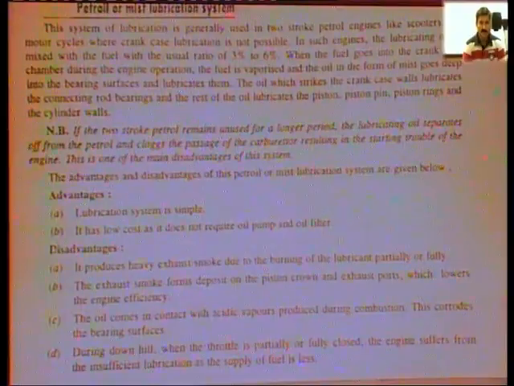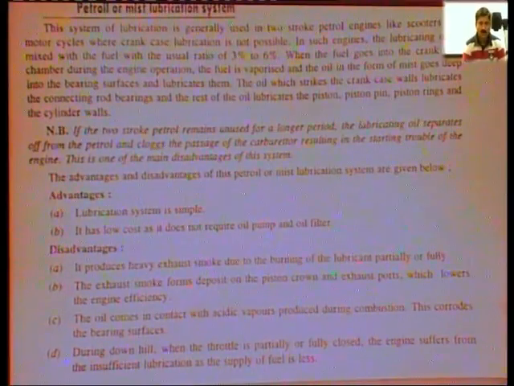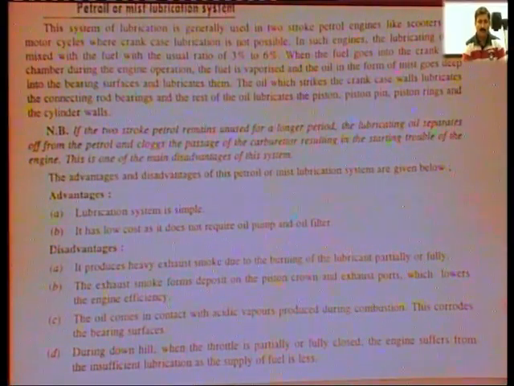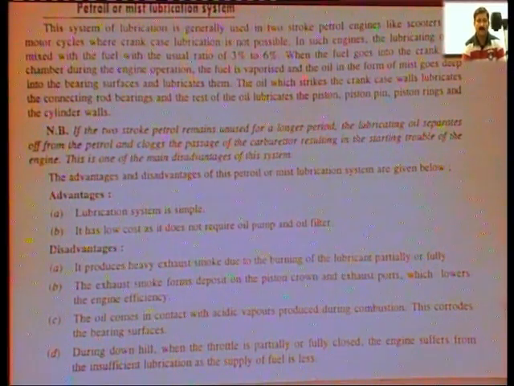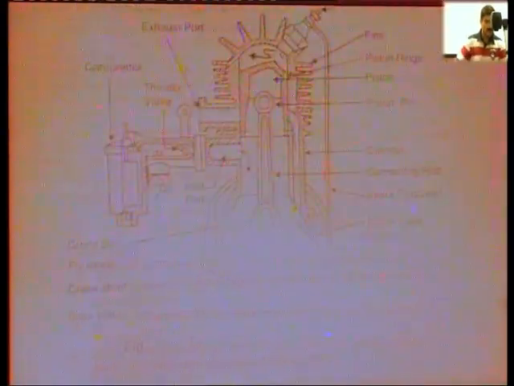This corrodes the bearing surfaces, and when we come downhill with a two-stroke engine, the throttle remains closed. So in that case, the charge which is mixed with the lubricating oil does not come inside the engine, and that means the lubrication suffers, lubrication becomes less when we come downhill. So this is a disadvantage of this lubrication system.